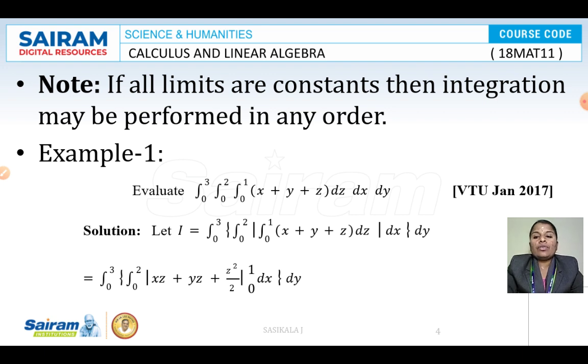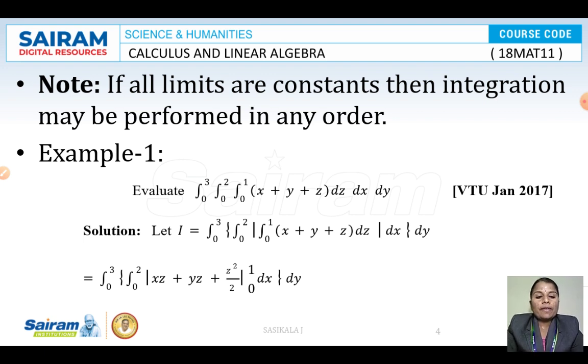Note that if all the limits are constant, then the integrations may be performed in any order. That is, if all three are constant, you can choose the integration in any order. Now you can see the first problem: evaluate the integration 0 to 3, 0 to 2, 0 to 1 of x plus y plus z dz dx dy.